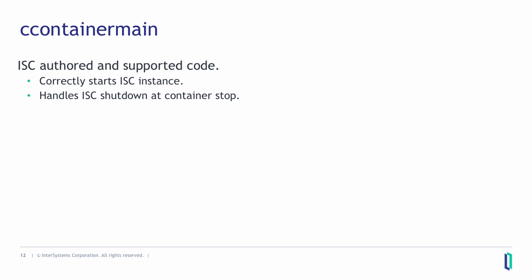So ccontainer-main does a little bit more. It is authored and supported code by us at InterSystems. It correctly starts the InterSystems instance, whether that's Cache, Ensemble, whatever. It also correctly shuts down those instances when you stop the container. So if I do a Docker container stop of whatever container I have running, which has Cache, ccontainer-main says, okay, I see that you want to stop this thing, let's go ahead and bring down Cache correctly. So you don't just cut the power on a server, which is sort of what you would do if you didn't have ccontainer-main or something else in there to handle that job for you.